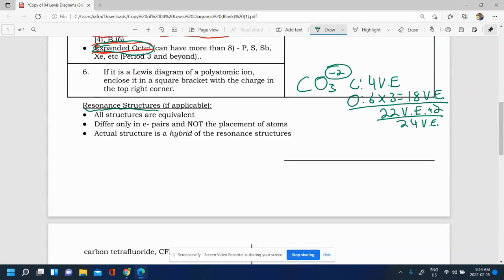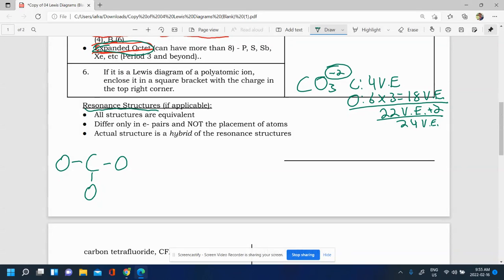If that was a -1, you would have added 1 only. If it was -3, you would have added 3. And if it was positive, you would have taken away electrons instead. So now the rest of the steps are essentially the same. We're going to draw the central atom, so carbon. We're going to place some oxygens around it, and we're going to connect them by single bonds over here.